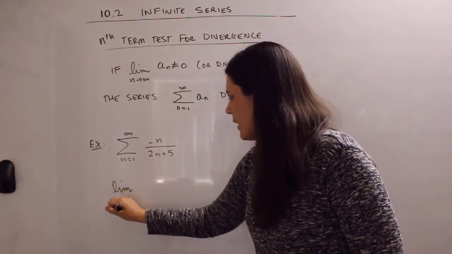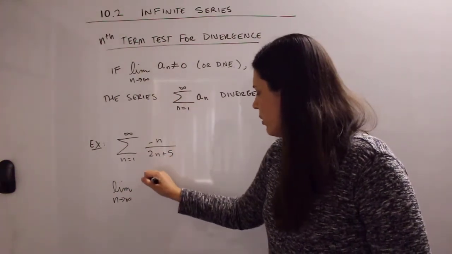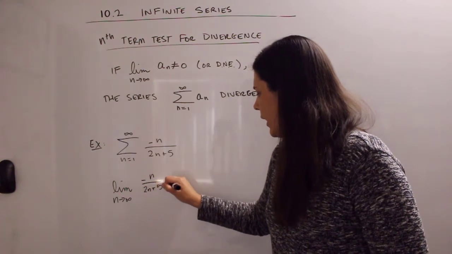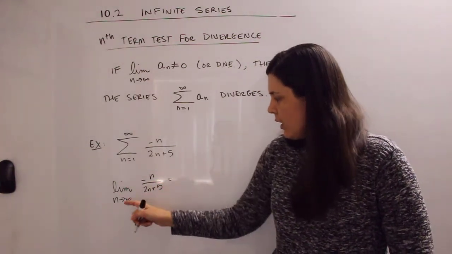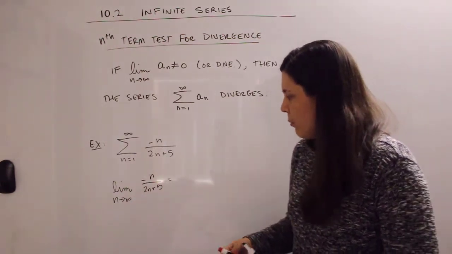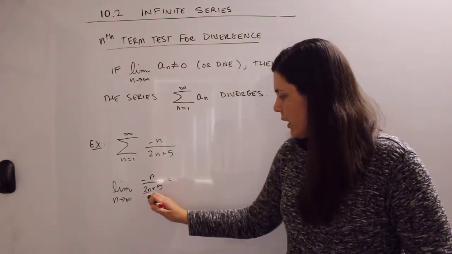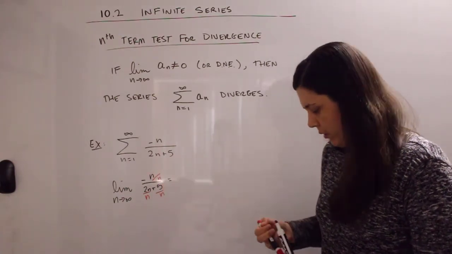So the limit as n goes to infinity of this quantity here, which is going to be the terms of our sequence. We've seen stuff like this before, so we can take this limit pretty quick. We are approaching infinity, so all we really have to do is divide top and bottom by the highest power of n from the denominator. So I'm going to divide every term by n, and then let's simplify.